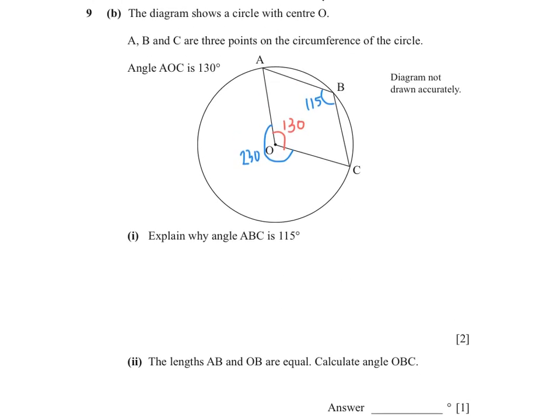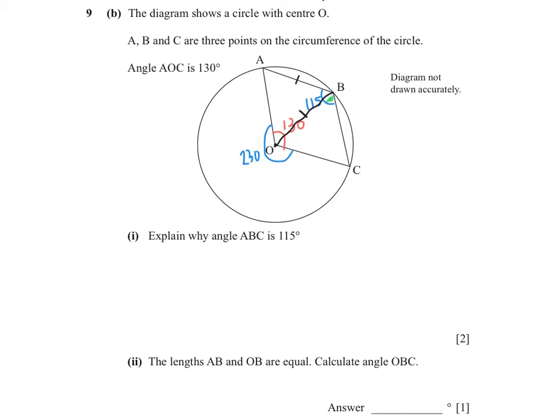Part 2. The lengths AB and OB are equal. So AB, this one here, is equal to OB, which is this one here. Now, you'll notice we have to calculate angle OBC, which is this one in here.